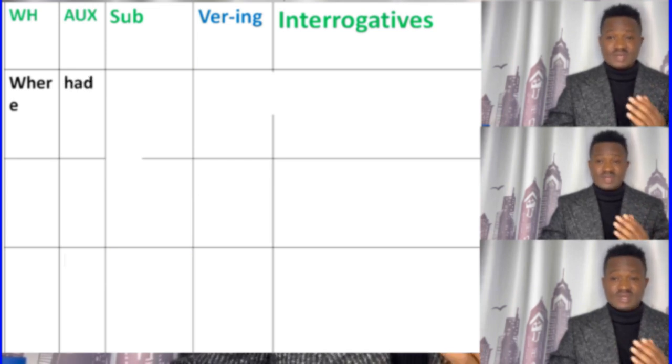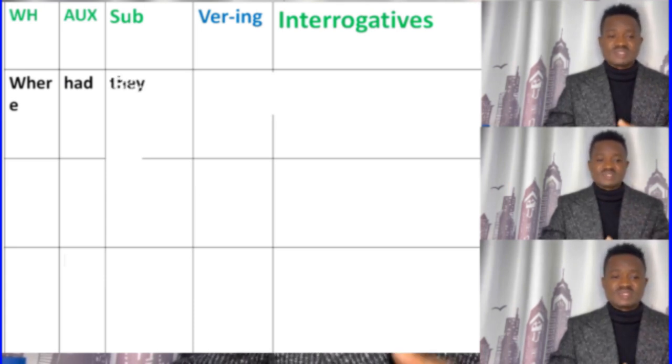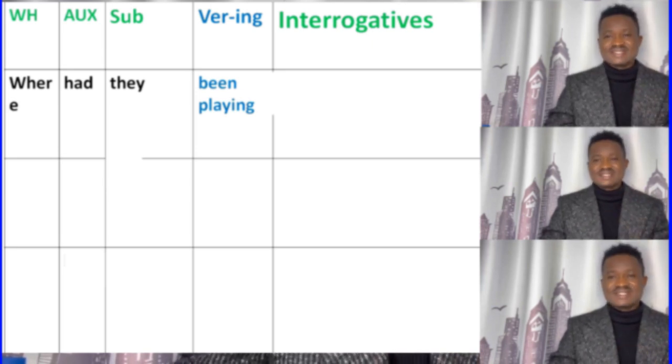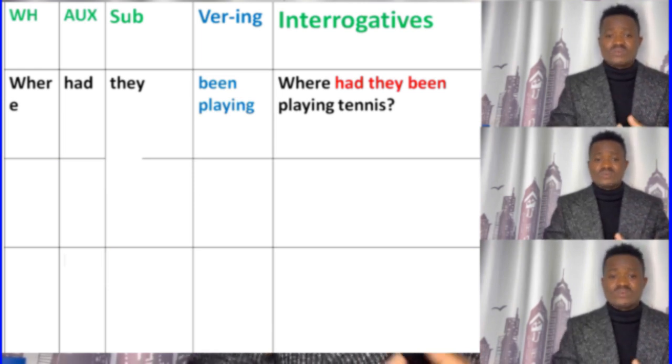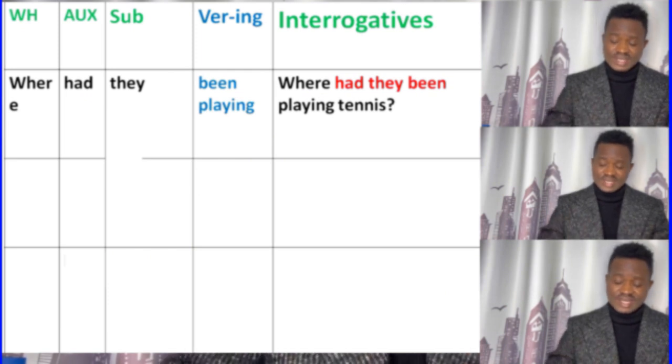So the auxiliary verb, had. You have to see the auxiliary verb comes after the question word. The subject, they. Verb ing, be playing. Be is a state verb, playing is the verb ing. So now let's go to the interrogative form. The question form has to be, where had they be playing tennis? Where had they be playing tennis?